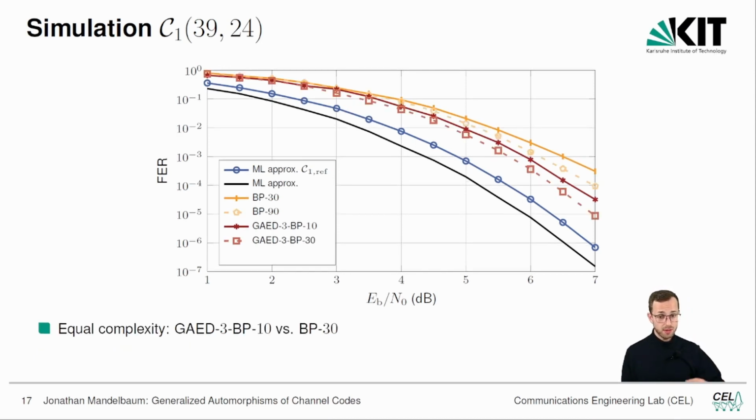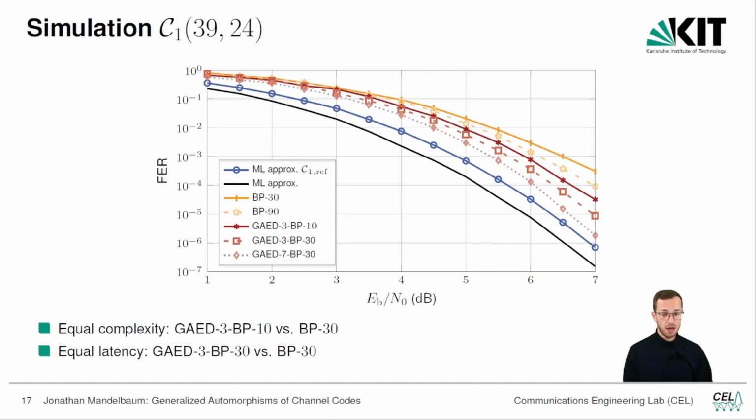If we now increase the complexity by introducing a BP90 and comparing it with a GID3 BP30, we can observe that in this case the GID still outperforms the equal complexity BP decoder. It's also interesting to highlight that the GID3 BP30 possesses the same latency as the BP30 but significantly outperforms the BP30. Still, we can further increase the complexity while keeping the latency constant by introducing a GID7 BP30, which further improves the decoding performance.